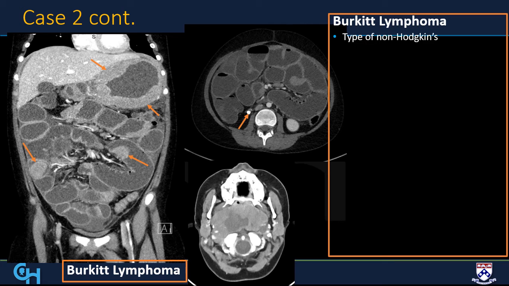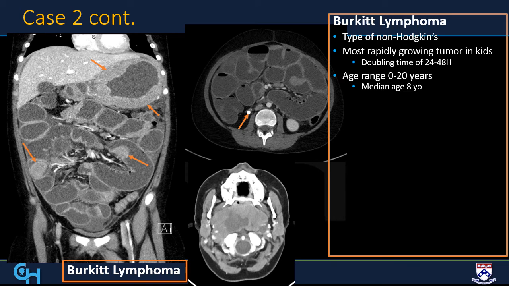So Burkitt lymphoma is a type of non-Hodgkin's lymphoma, and it's actually the least common type of lymphoma across all age groups, with an incidence of 1%, but during childhood it is the most frequent subtype of non-Hodgkin's, with an incidence of 40%. It is the most rapidly growing tumor in kids. Doubling time is 24 to 48 hours.